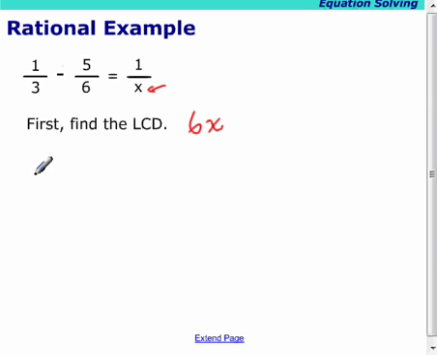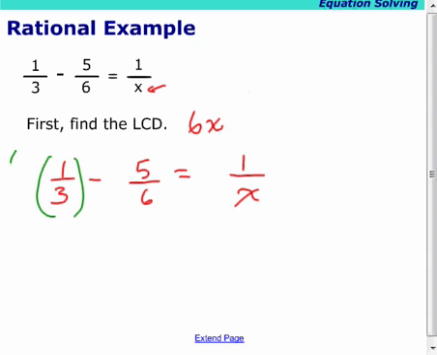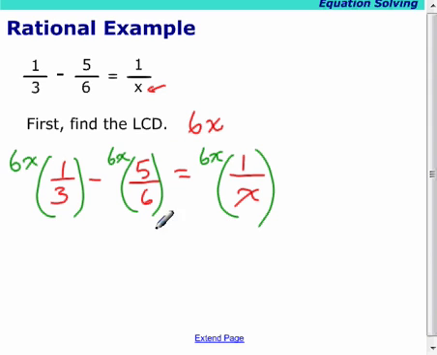Now I multiply every term, and sometimes you can just do this in your head. I typically like to do it out, but it doesn't matter. So I've got 1/3, there's one term, minus 5/6, is equal to 1 over x. I'm going to multiply each term by 6x. Here's a term, multiply it by 6x. Here's a term, multiply it by 6x. Last term, multiply it by 6x.